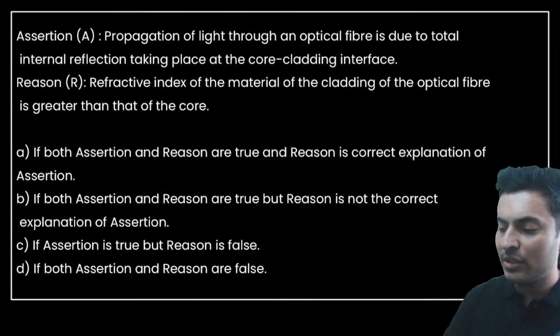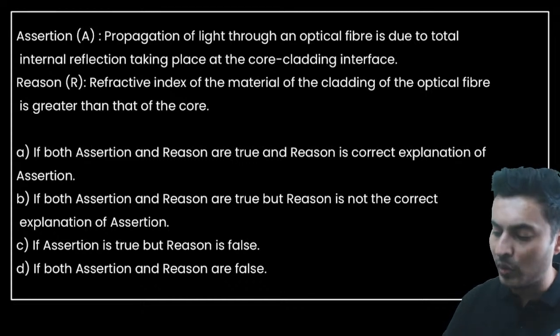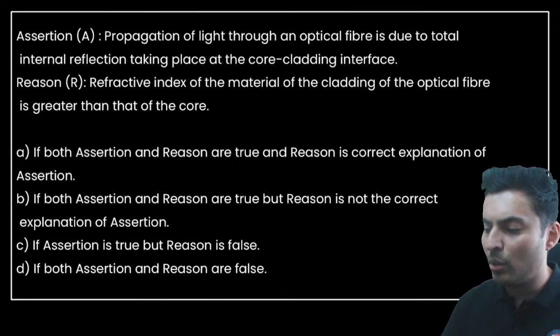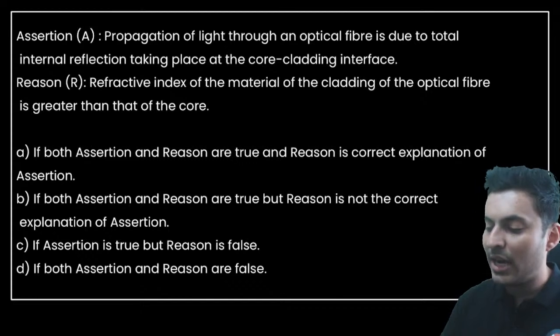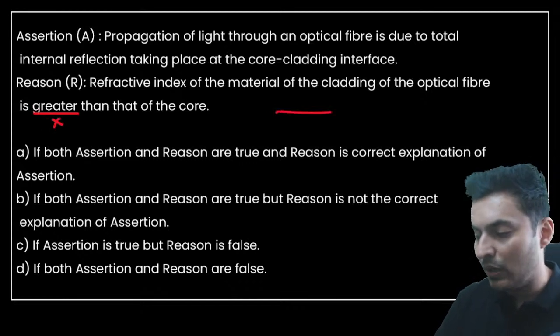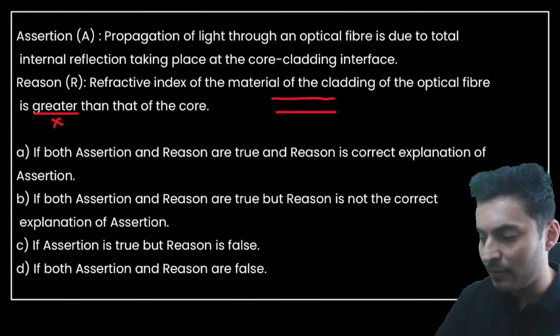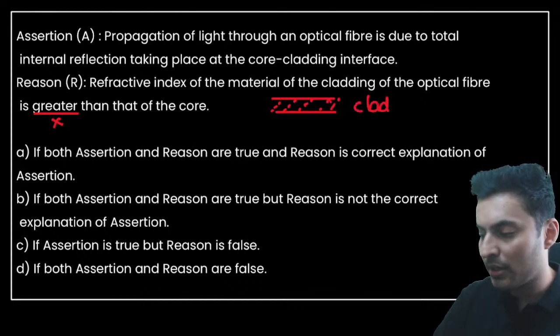So see, the refractive index of the material of the cladding of the optical fiber is greater than that of the core. Well, I think it is exactly opposite. The refractive index of the material of the cladding is not greater, in fact it is lesser. It is not greater, it is lesser, because if this is the cladding material, I'm just showing it to you over here. This is the cladding material and this is the core.